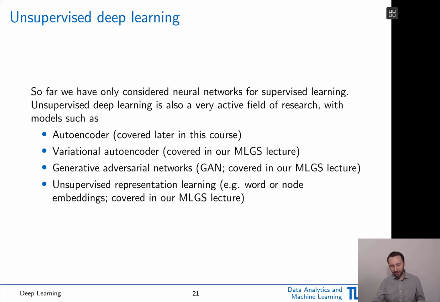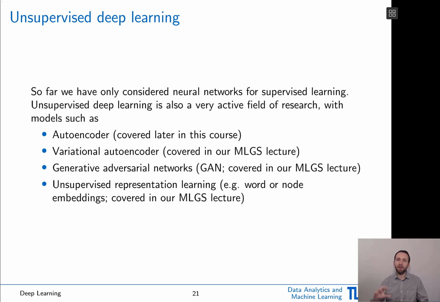But there are many other unsupervised neural network approaches, like a variational autoencoder, generative adversarial networks, GANs, some of you might have heard about this, or in general unsupervised representation learning, for example, representations for text or representations for graphs and so on and so forth. So for all these domains, we can also use neural networks.